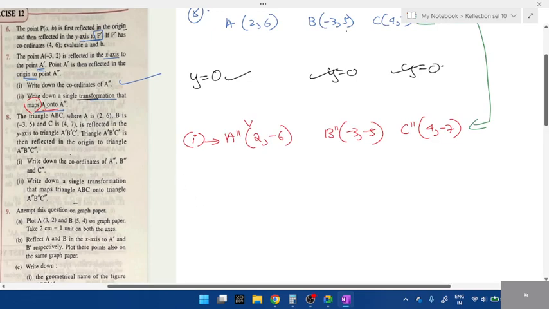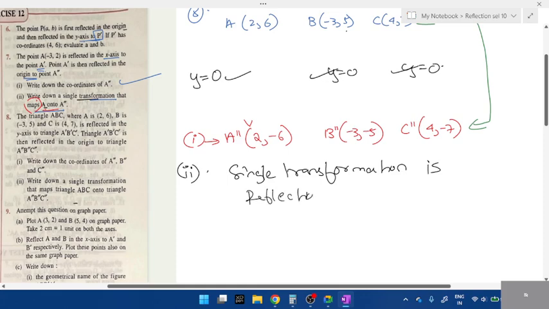See, these are the basics. Till the 8th question you'll just get MCQs. 9th onwards is your board exam questions. What's the answer at all? Reflection through y is changing the x-axis.